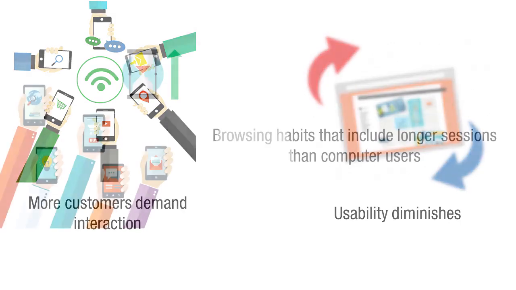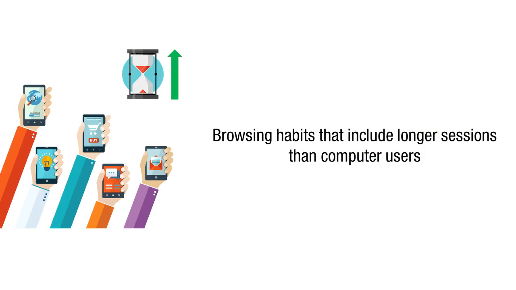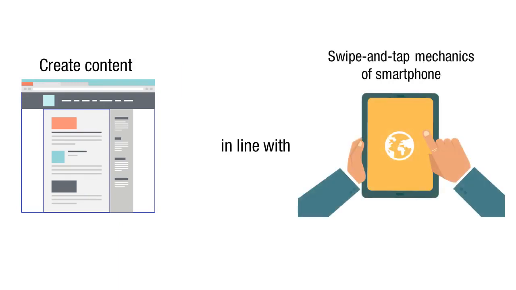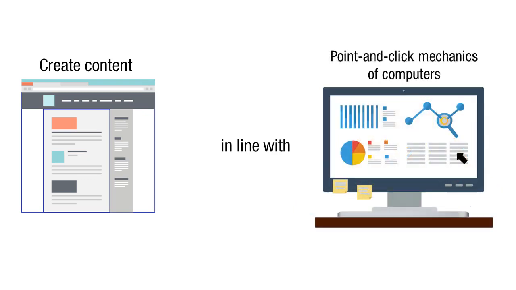Companies must now consider browsing habits that include longer or shorter sessions than computer users and create content that is in line with the swipe and tap mechanics of a tablet or smartphone over the point-and-click mechanics of traditional computers.